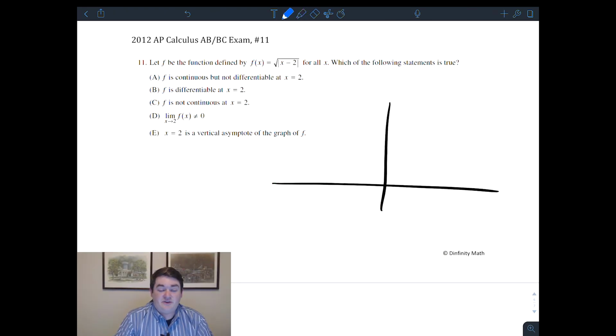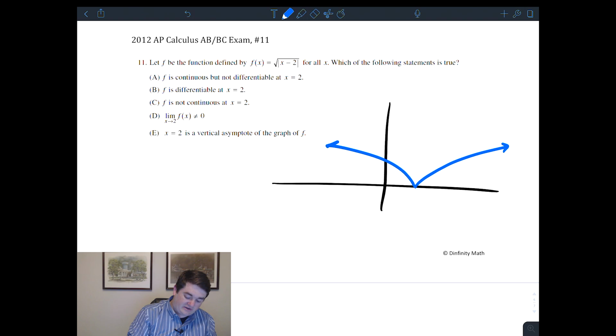And last one, 2012 BC number 11. Let f of x be the square root of the absolute value of x minus 2, which of the following statements is true. To do this problem, you really kind of need to know what this graph looks like. If you imagine for a second that the absolute value bars weren't there, the square root of x minus 2 looks like that. And there's no graph to the left of 2 because you can't take the square root of a negative number. But now that the absolute value bars are there, this is now defined for all real numbers. And the graph is a reflection.